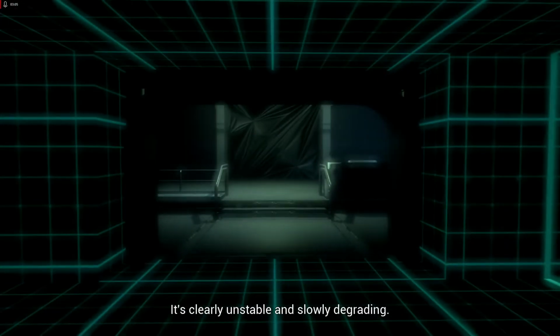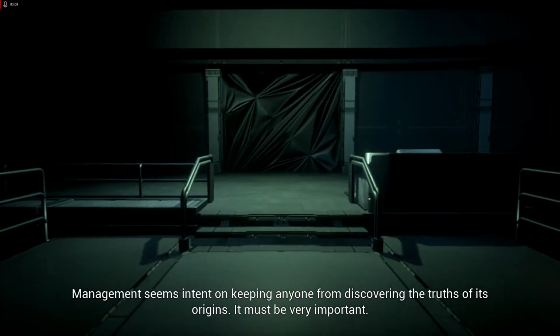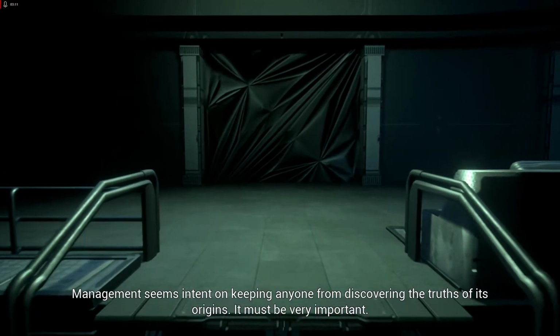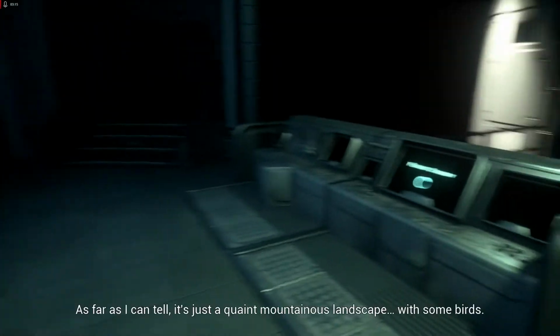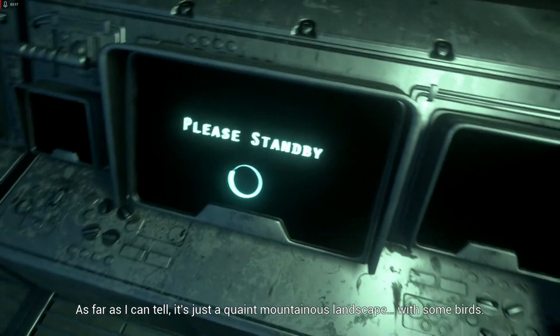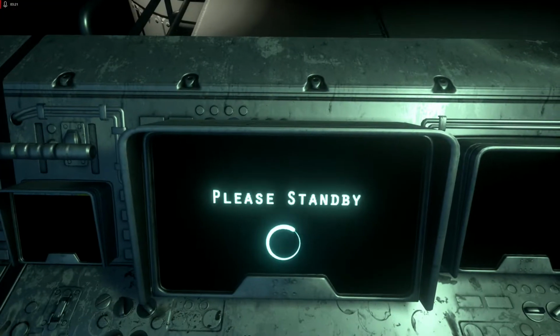This memory won't last much longer. It's clearly unstable and slowly degrading. Management seems intent on keeping anyone from discovering the truths of its origins. It must be very important. As far as I can tell, it's just a quaint mountainous landscape with some birds.